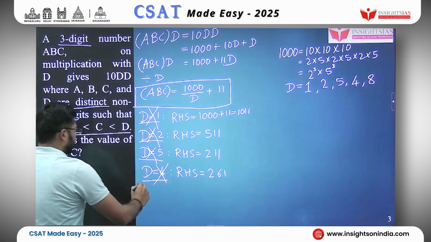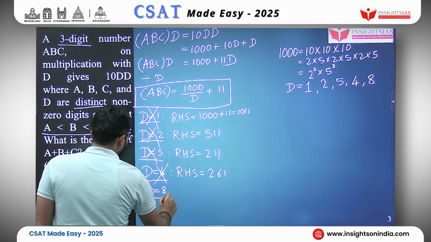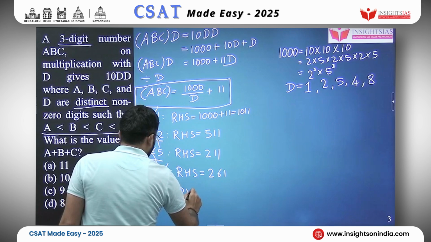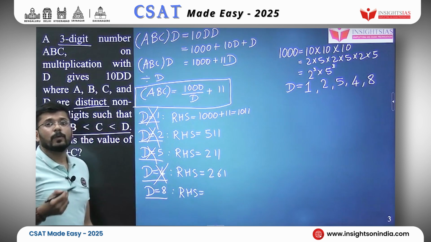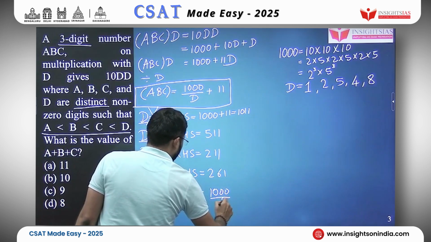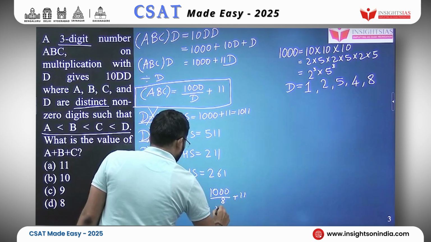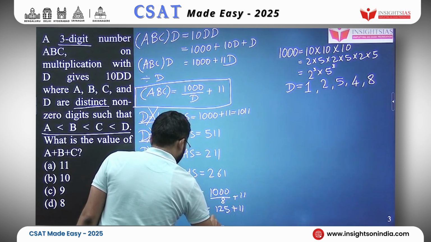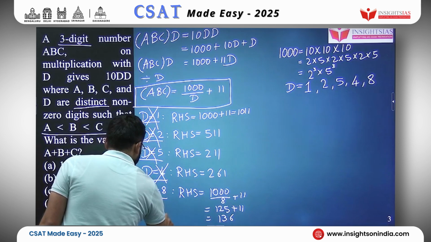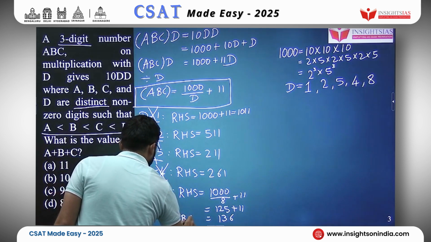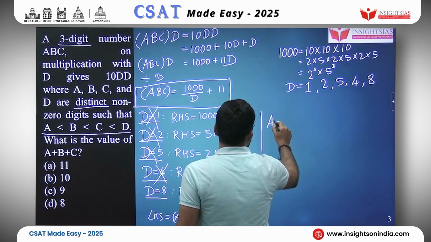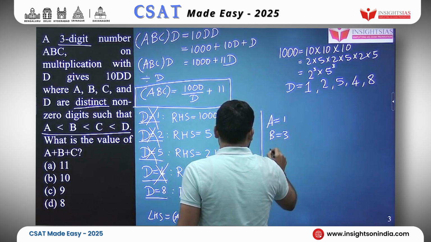So the last case, that should definitely give us the answer, right? D equals 8. Then your RHS would be 1000 divided by 8, that would be 125. 125 plus 11, and that would be 136. Yes. What is the LHS here? The LHS is ABC, a 3-digit number. ABC is 136. So what is A? A is 1, B is 3, and C is 6.